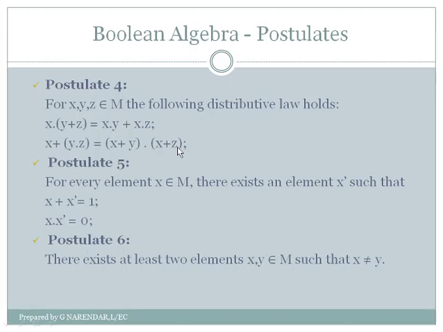So this is what postulate 4 defines, the distributive law. The distributive law holds good for AND operation distributed over OR operation, and OR operation distributed over AND operation.